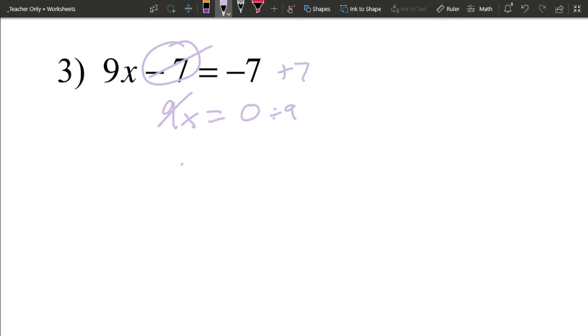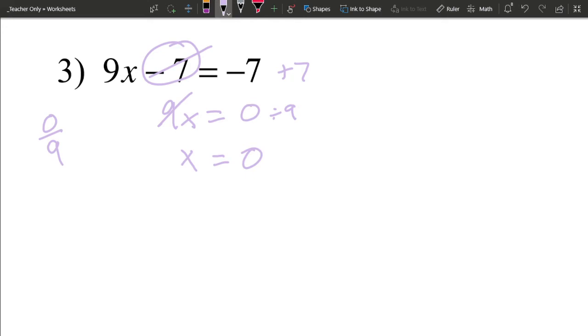So now I'm left with x over here. 0 divided by 9 is just 0. That's it. So that's a 0? For that one, yes. So basically, you have 0 over 9. Whenever the 0 is on top, the answer is 0.